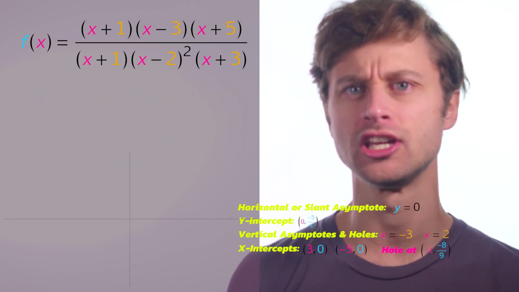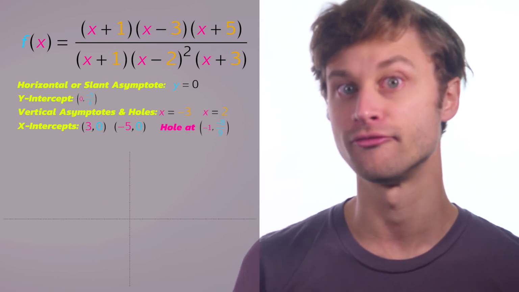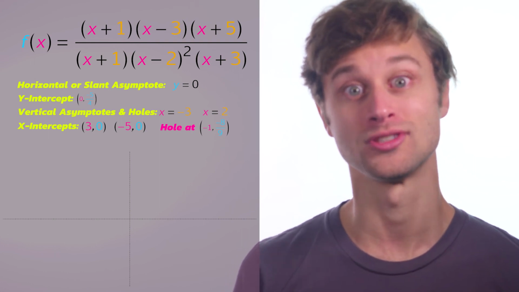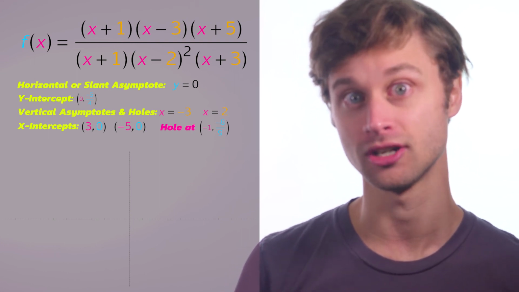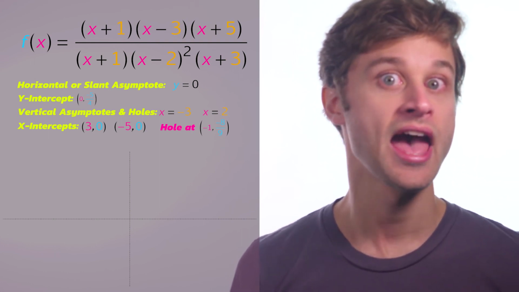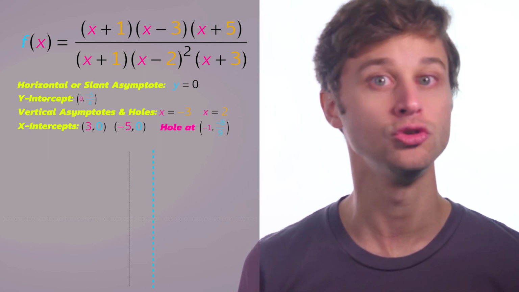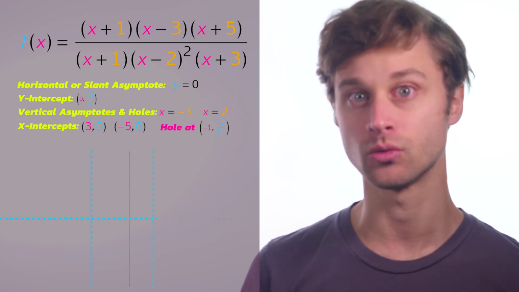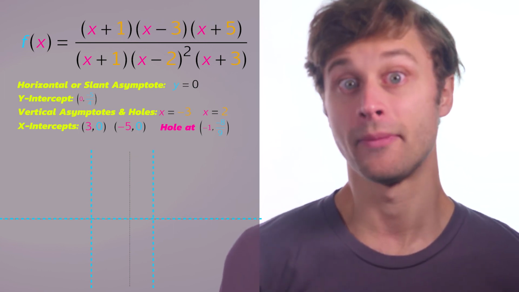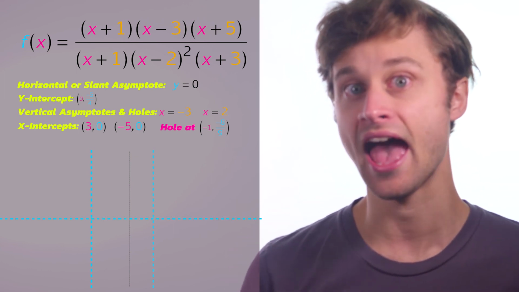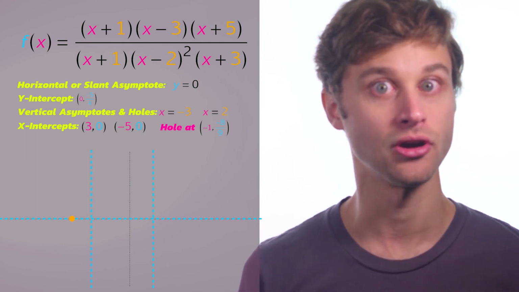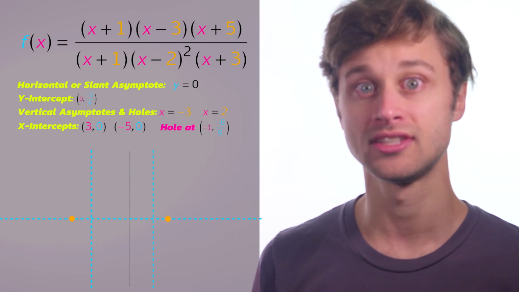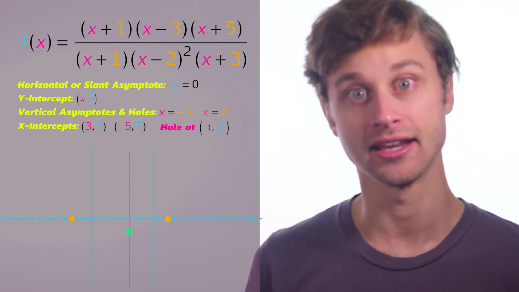Now it's time to graph the function. The first thing I like to do is graph my horizontal and vertical asymptotes. This gives me a bit of structure to work with in terms of graphing the rest of the function. So I have a vertical asymptote at x is equal to 2 and x is equal to -3, and I have a horizontal asymptote at y is equal to 0. Now I can just plot my other points. I can plot my zeros at -5, 0 and 3, 0, as well as my y-intercept at 0, -5/4.